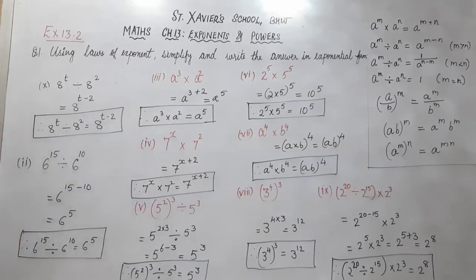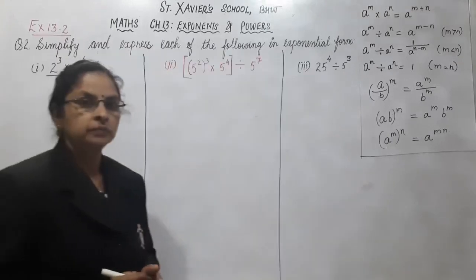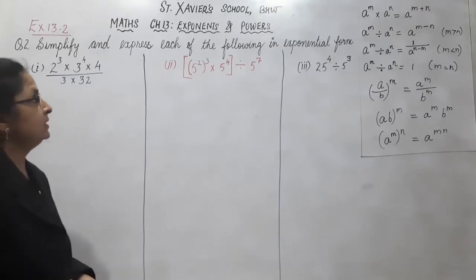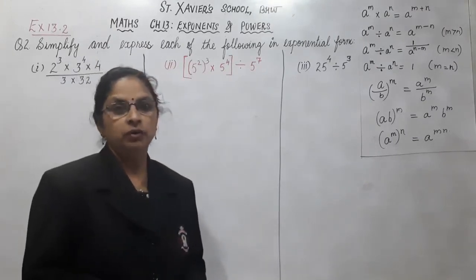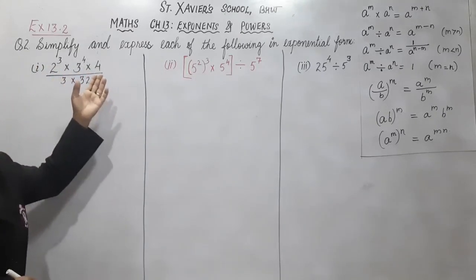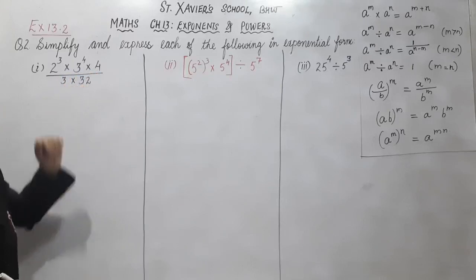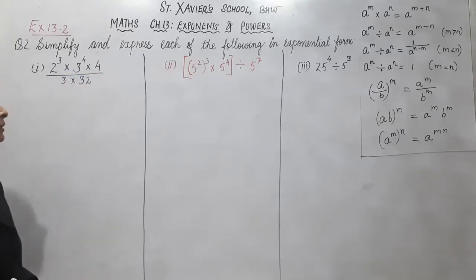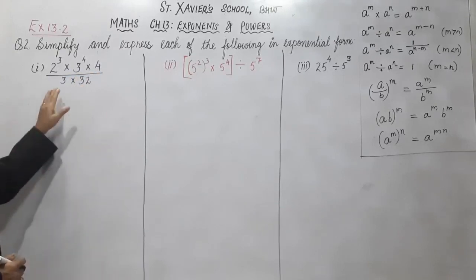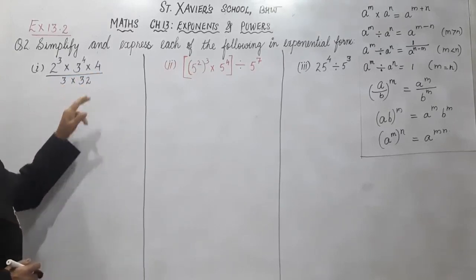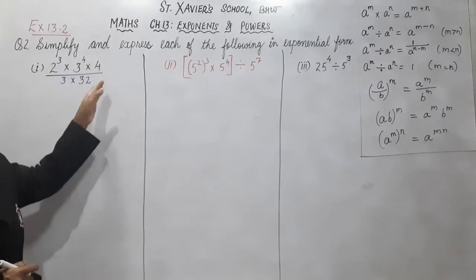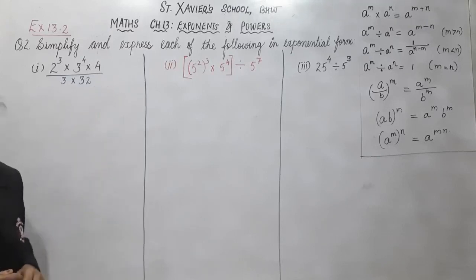Copy down all the answers. Second question, simplify and express each of the following in exponential form. Question is simplify, that means there are composite numbers here, so we have to simplify it and then do it. 2 cube into 3 raised to 4 into 4 upon 3 into 32. Here 4 and 32 are not prime numbers, so we have to factorize them and write in power form, exponential form.